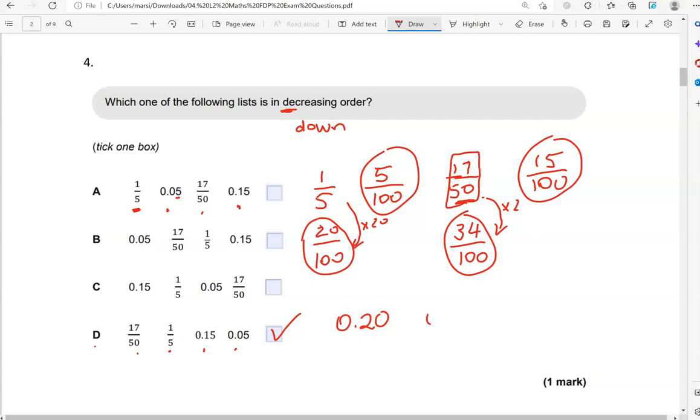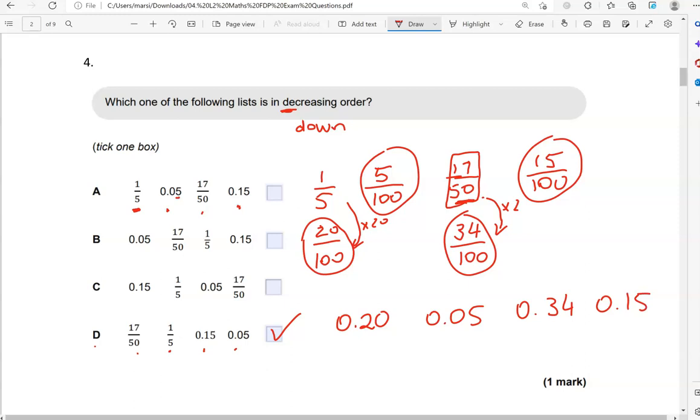Then we have 0.05 in the first row, 17 fiftieths, which again we doubled both numbers to get 34 hundredths, so 34 out of 100, and that is 0.34, just like 34 pence. And then finally we have 0.15. Can we compare them now?